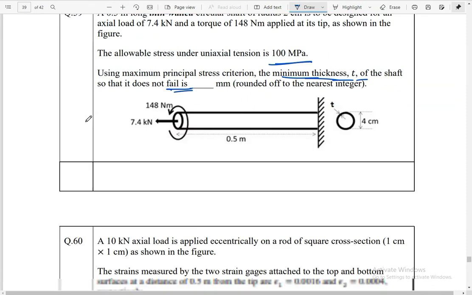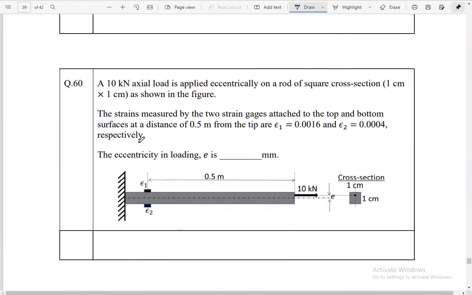Question number 60 is a 10 kilonewton axial load applied eccentrically on a rod of square cross section. The strains are measured by two strain gauges, epsilon 1 and epsilon 2, measured experimentally at the top and bottom surface at a distance of 0.5 meter from the tip.